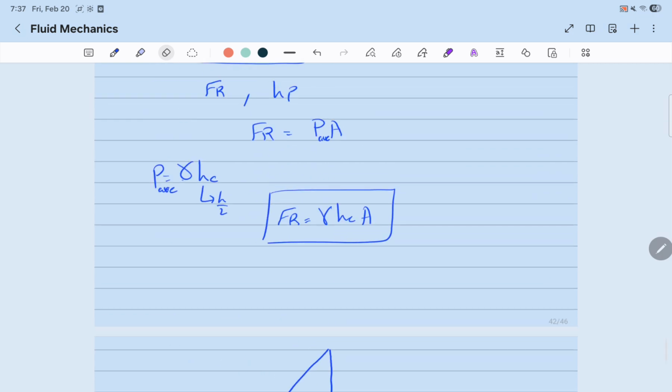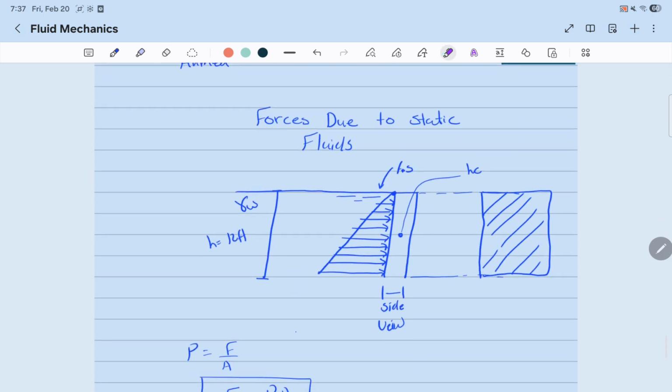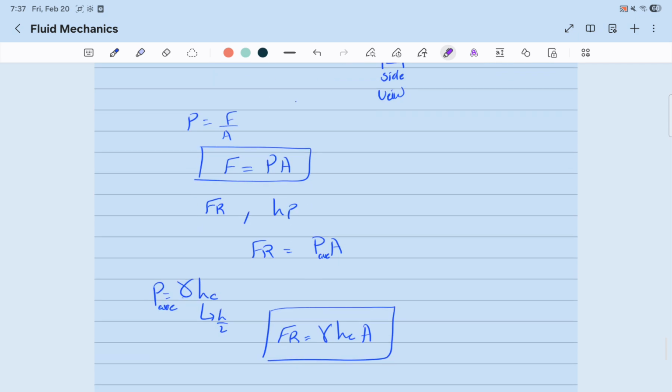This is just for a simple example like this one. Whereas when we go deeper into the chapter, finding HP, or the center of pressure, will be a little bit more complicated.